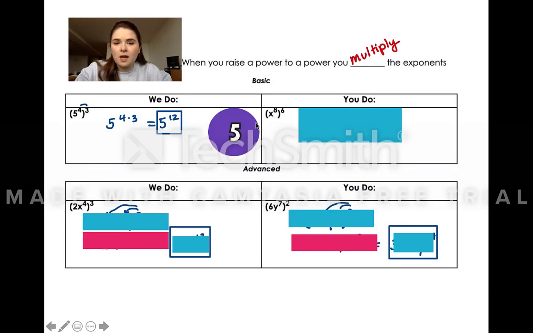Again, just like on the other slides, I want you to pause the video for 5 seconds, try this problem on your own, and then come back when you're ready.